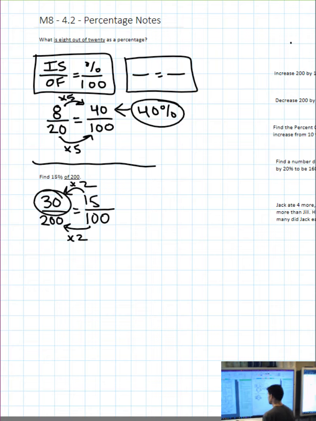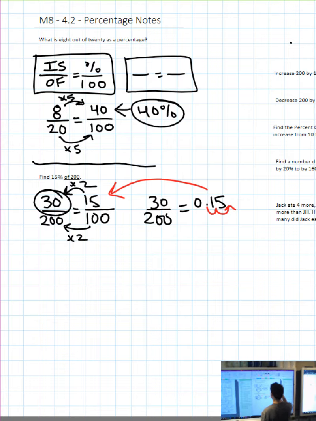Circle my answer. Now you could write out some English sentence that 30 is 15% of 200. And a great way to check our answer is we're going to do a division on our calculator. 30 divided by 200 is equal to 0.15. And from 4.1, we know that 0.15, if I move the decimal 2 times to the right or multiply by 100, we get the 15% that we were talking about, so we know it's correct.